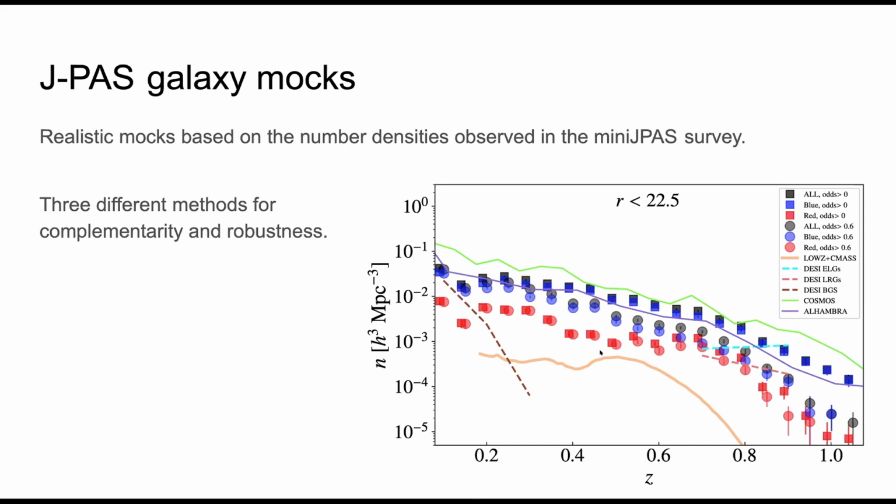Then in this plot, we're also splitting between blue and red galaxies, and using also different odds cuts. For example, if you consider the black circles with odds above 0.6, that means a better photo-z, then you see that we still have a very high density of objects, much larger than, for example, BOSS LOWZ and CMASS from SDSS, and comparable to DESI. Our aim here is to build these mocks matching these abundances, and we want to do this in 3 possible ways in order to have both complementarity, because every method has its own pros and cons, and also robustness.